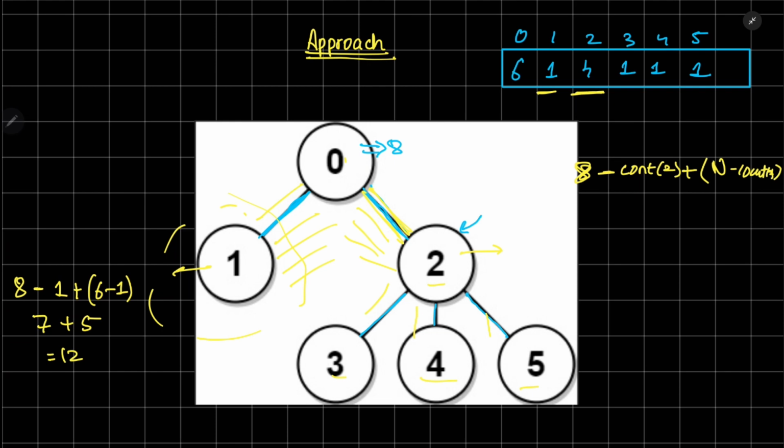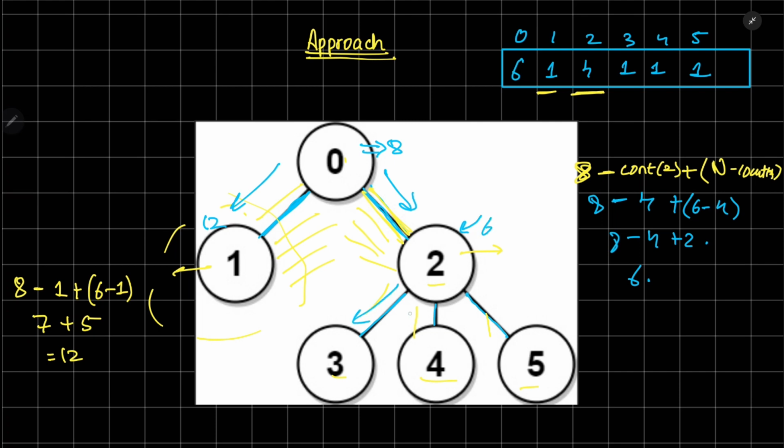So what we will do is call DFS over this tree, and while doing DFS, for example, if we make the call first here, then we will have the correct answer for this as 12. And then if we make a call here, then we will have the correct answer for this also. Let's calculate it. So 8 minus the count of 2, which is 4, plus the total number of nodes, 6, minus again 4. So that is 8 minus 4 plus 2. That will give us 6. And we know the answer for 2 is 6. So we got the correct answer, 6.